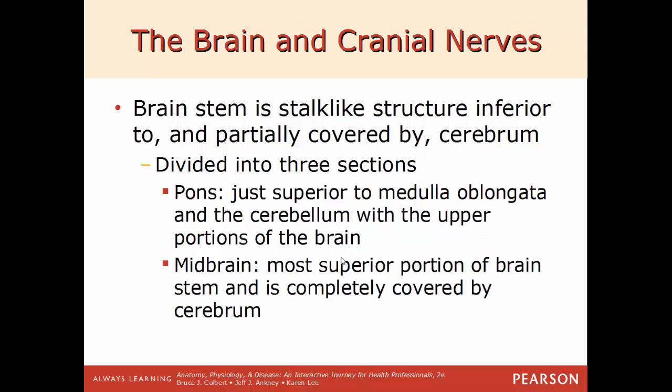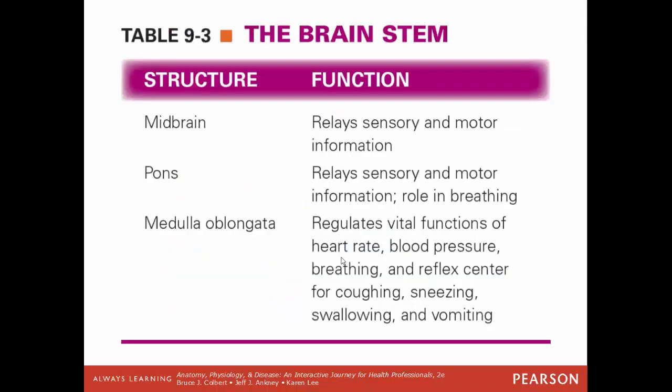Okay, just above the medulla oblongata, you have our second part of the three, the pons. And just above that, you have the most superior part of the brainstem called the midbrain. And it's completely covered by the cerebrum. Now here are the three structures of the brainstem and their main functions. These three together are collectively known as the brainstem, but there are three individual structures with different functions for each. Such as the midbrain will relay sensory and motor information. The pons will have a major role with breathing and also relaying sensory and motor information.